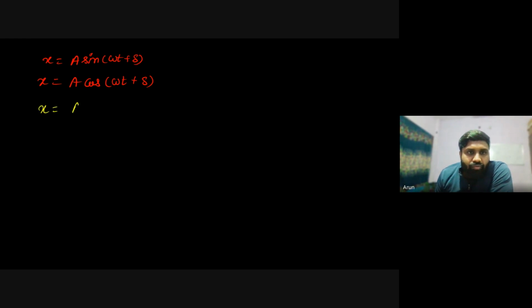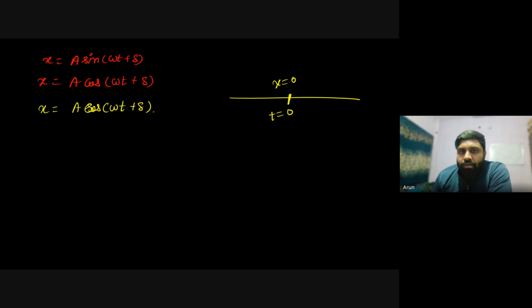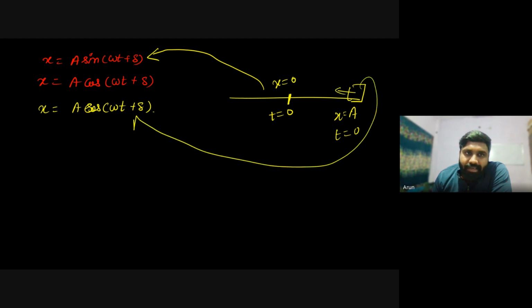So x equals a sine or a cos omega t. What is the difference between these? When the body starts its motion from x equals 0 at time t equals 0, we will take the sine equation. But when the body starts its motion from the extreme position at x equals A, at time t equals 0, then we will take the cosine equation. Okay, got it?